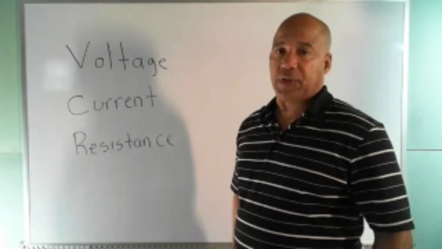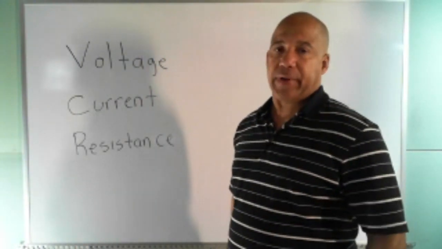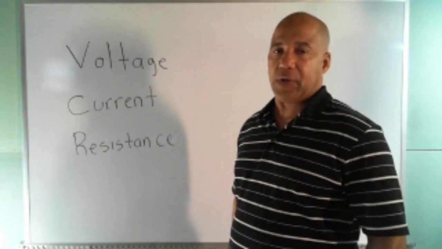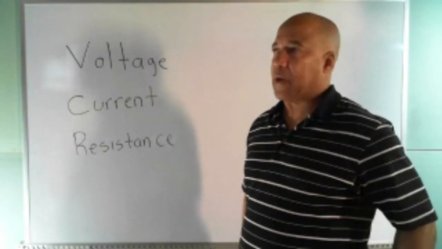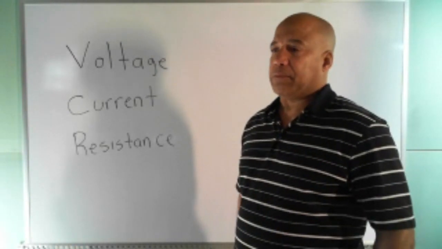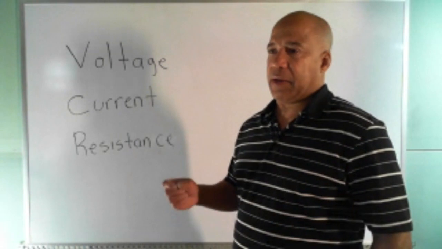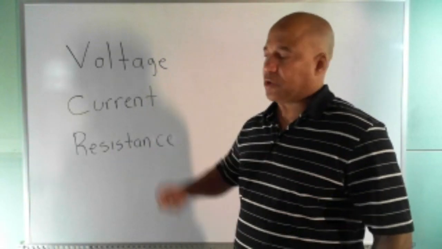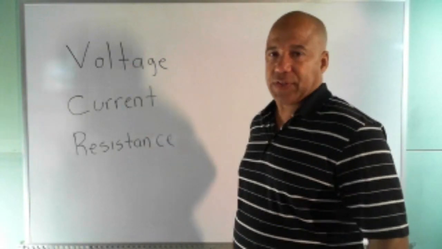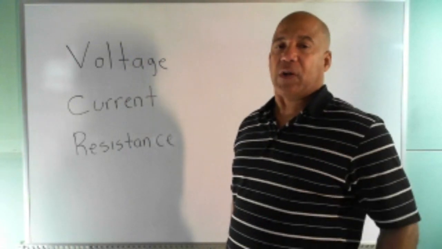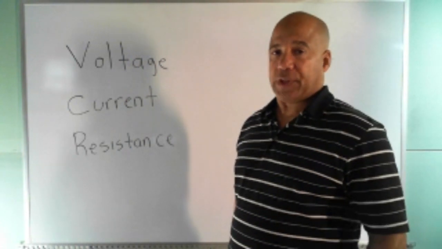Most people have heard of voltage. If you've dealt with a battery, one of the ratings on the battery is voltage. Your car battery is 12 volts. If you have an AA battery or a C battery, those are 1.5 volts. The square ones, they call transistor batteries. Those are 9 volts. Most people have heard of the term voltage.